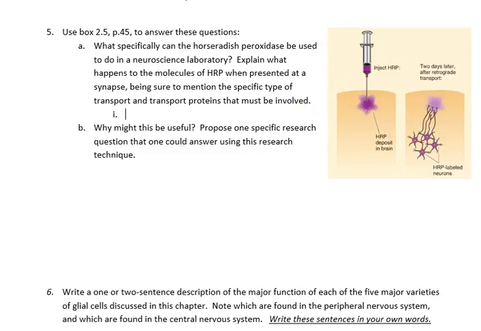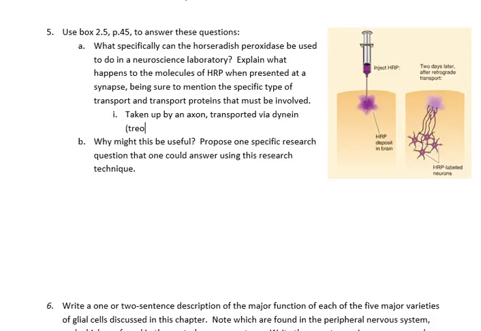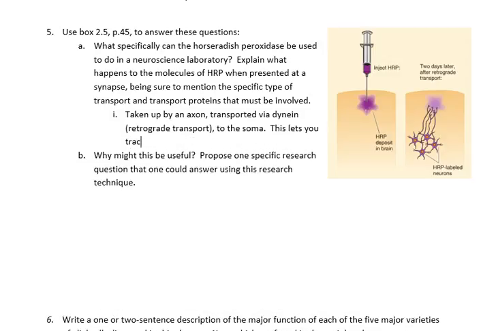So what does horseradish peroxidase do for us? It is taken up by neuron axons, packaged in vesicles and transported through retrograde transport to the soma of the cell. And this causes the entire neurons to become radioactive, so you can trace the path that has been made between neurons. And it can be useful in a neuroscience laboratory because you can trace connections from the terminal to the source.